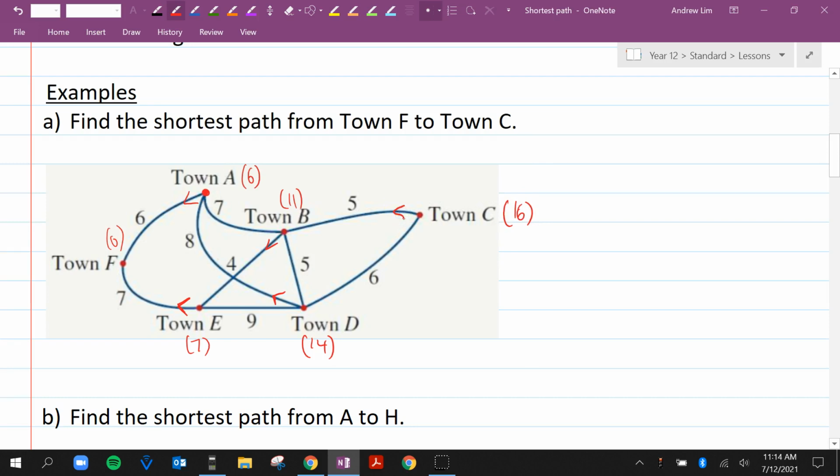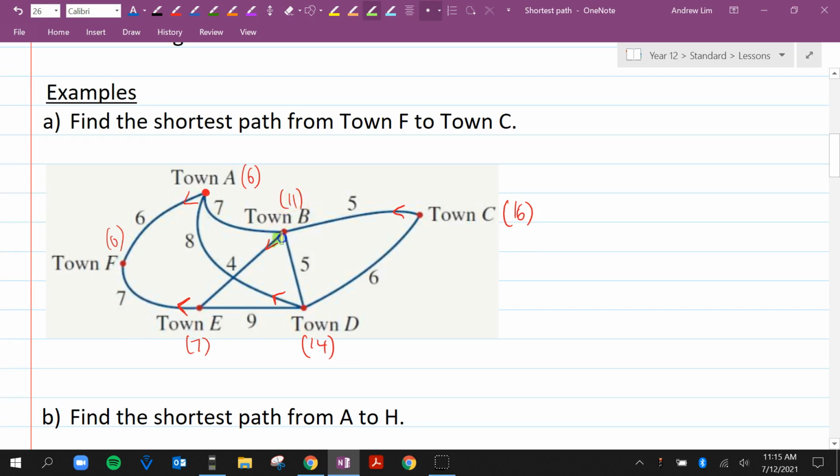So now that we've done that, we've got the minimum times to each town from Town F. So what that means is the shortest time I can get from Town F to Town A is 6. Let's just say this is in hours. The shortest time it takes for me to get from Town F to Town E is 7. Directly. The shortest time it takes for me to go from Town F to Town B is 11.